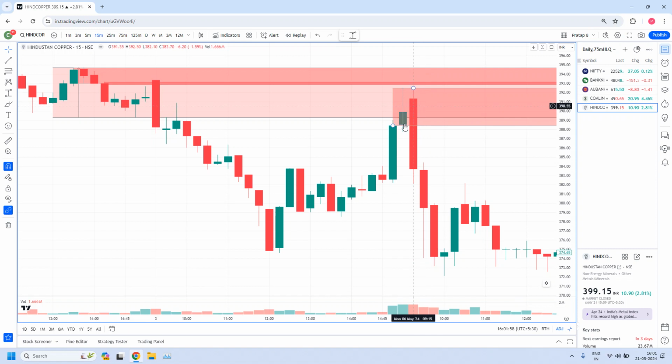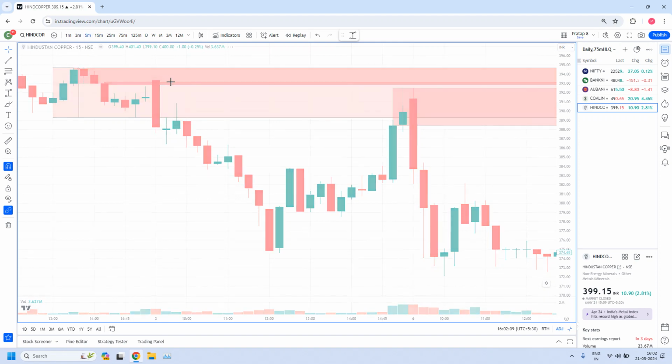So we need to look for a 5-minute zone. But see the price structure. With such kinds of price structures, mostly on the 5-minute time frame you may not have a proper structure. So anyway, let's look into the 5-minute time frame.